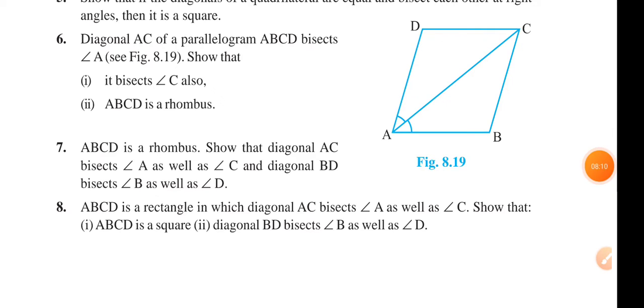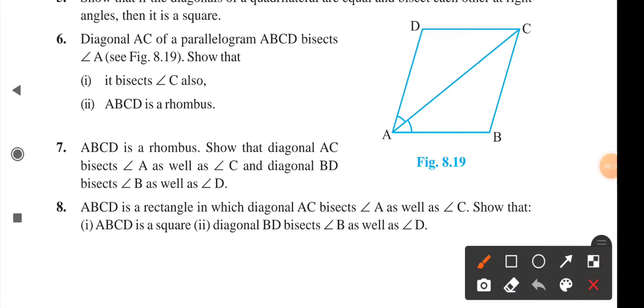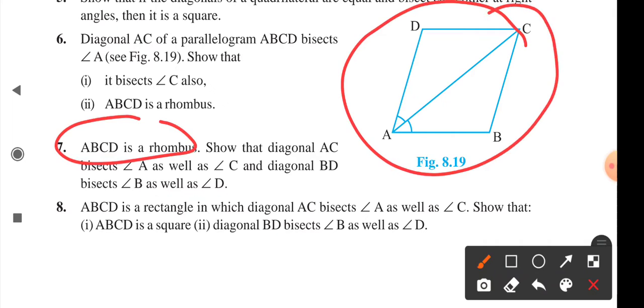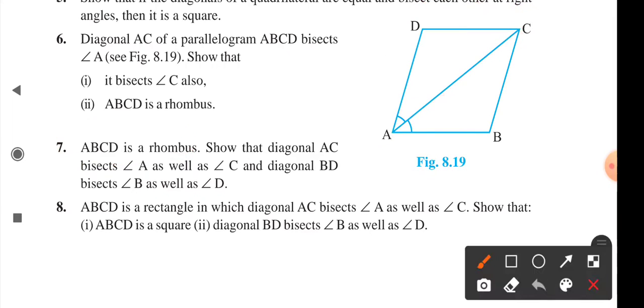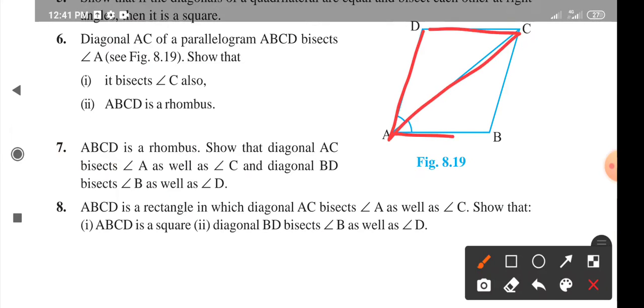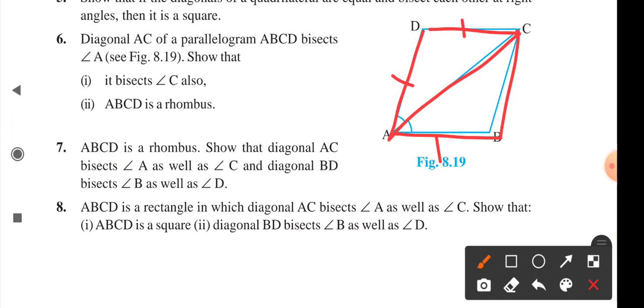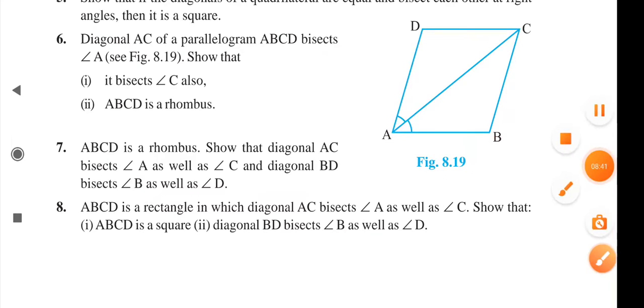Now see question number 7. ABCD is a rhombus, and you can use this diagram in this question too. You have to prove that the diagonal AC bisects angle A and angle C also. If you see this figure carefully, take these two triangles: this side equals this side and this side equals this side, and this is common. From SSS congruency, both triangles are congruent. So this angle equals this angle and this angle equals this angle. Hence AC bisects angle A and angle C.